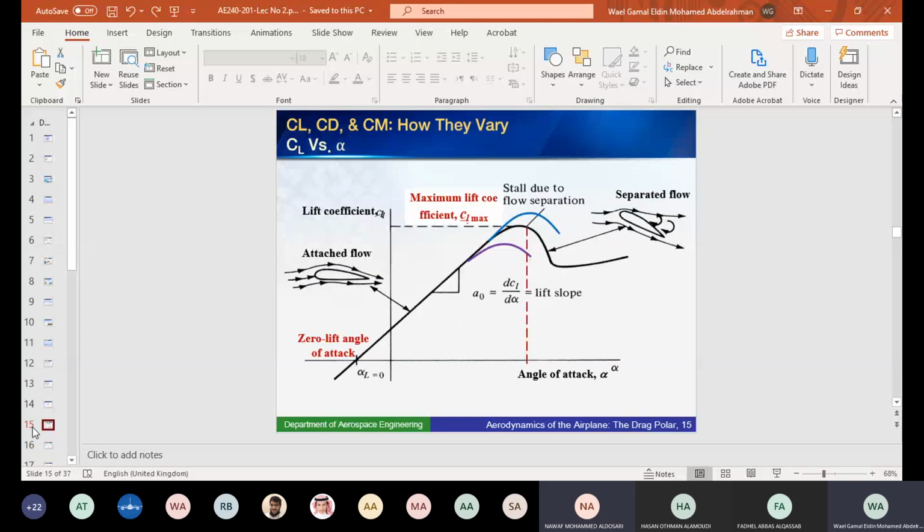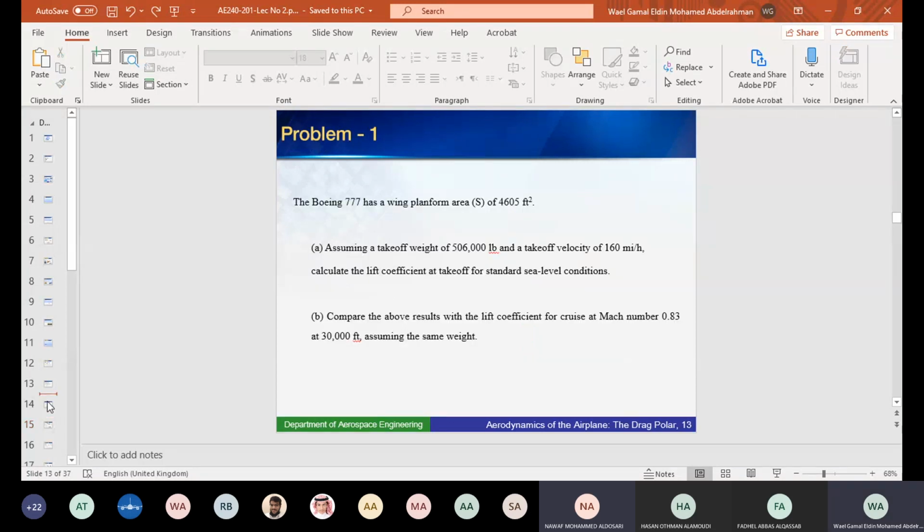Doctor? Yes, I have a question. You gave us the CL for takeoff and CL for cruise. What about CL for landing? Is it the same as takeoff? Let's see. Your colleague wants to add here part C during landing. Let's see what's the difference between landing and takeoff, between part A and part C.